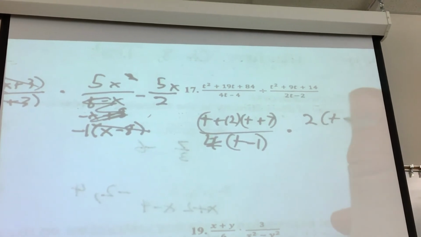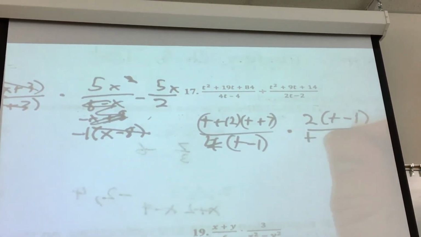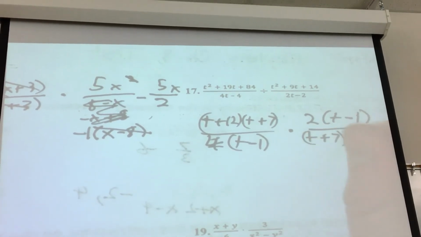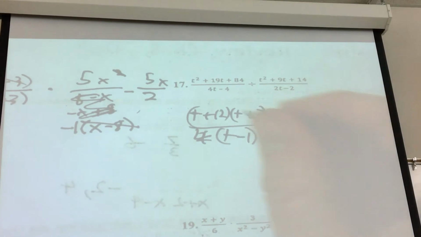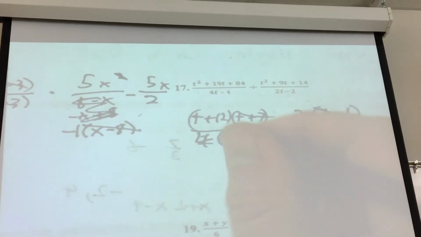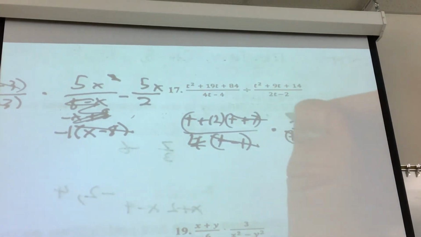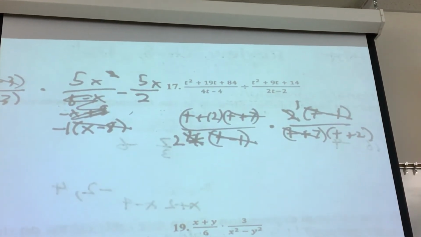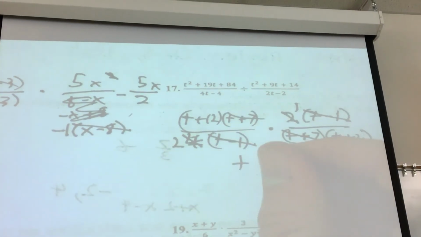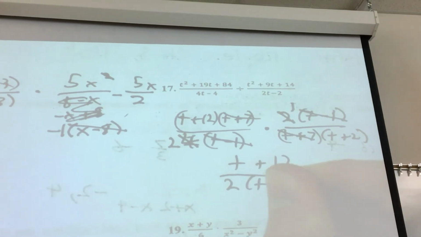Okay, then I'm going to multiply, I'm going to flip this. 2 times t minus 1. And then this would be t plus 7, t plus 2. So the ones that match up, the plus 7, the plus 7, the minus 1, the minus 1. And then t plus 12 over t plus 2. This 2 goes down to a 1, and this 4 goes to a 2, because reducing fractions, that's t plus 12 over 2 times t plus 2.